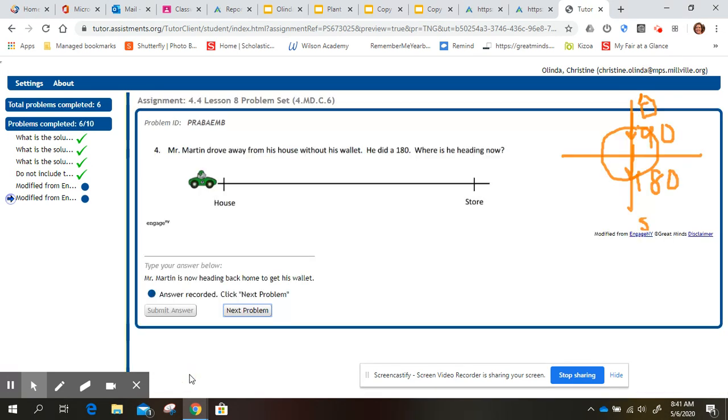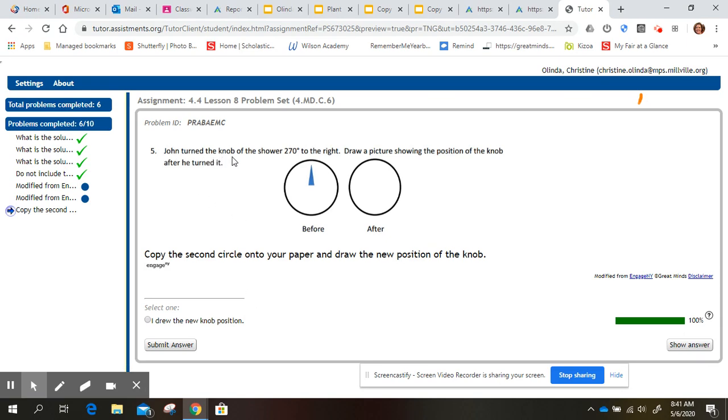All right, and we can hit submit. And it won't tell you if you got it right or wrong. You're just going to go to the next problem. John turned the knob in the shower 270 degrees to the right. Draw a picture showing the position of the knob. All right, so although it won't record your answer here, you can still practice.